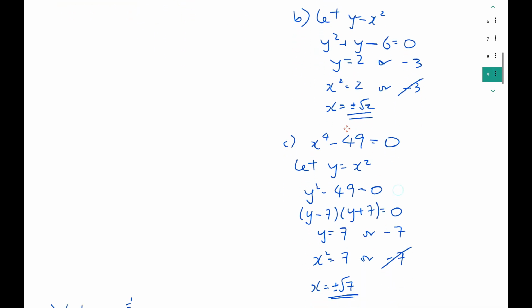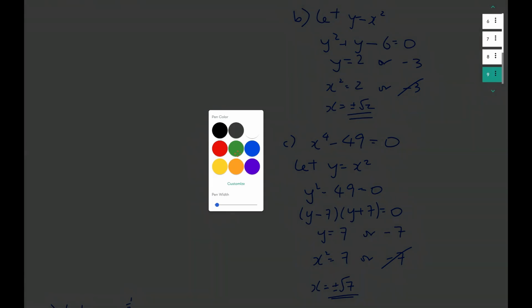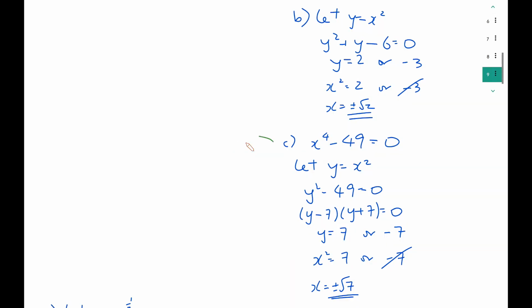Question C, now there are different ways you can do this. You can either let y be x squared. So if you let y be x squared, that becomes y squared minus 49 equals 0, which becomes a difference of 2 squares. Or, alternatively, you can do x squared, if you recognize it, is x squared minus 7 squared equals 0. So that's a difference of 2 squares, so that's x squared minus 7 or x squared plus 7 equals 0. So you don't have to do substitution for this one, if you prefer that way.